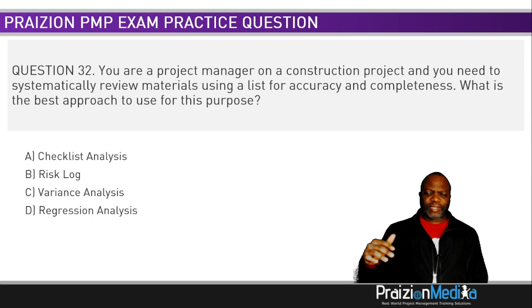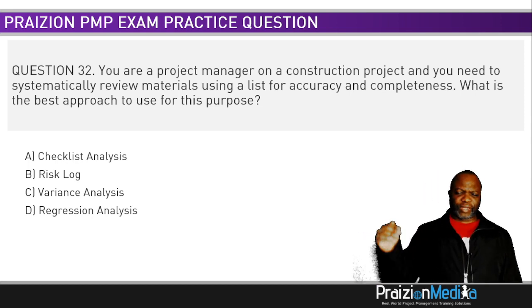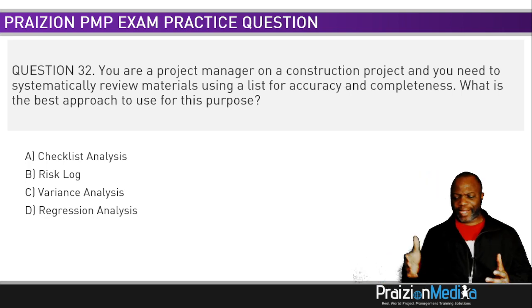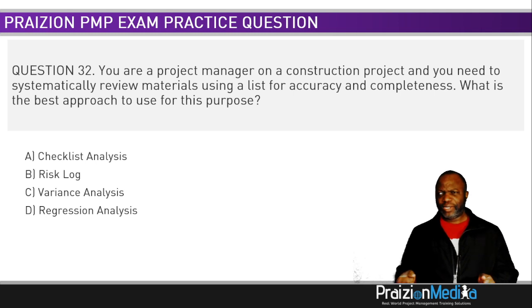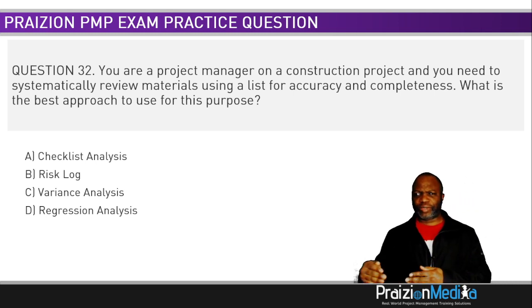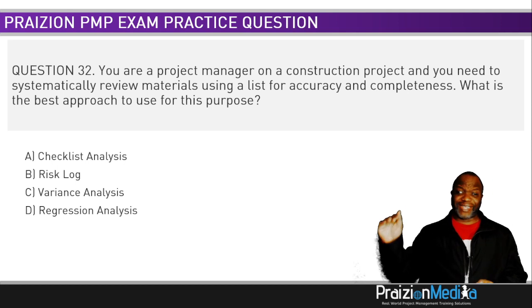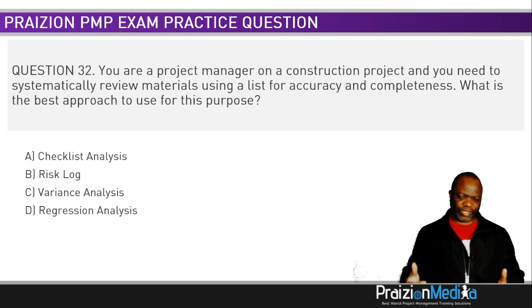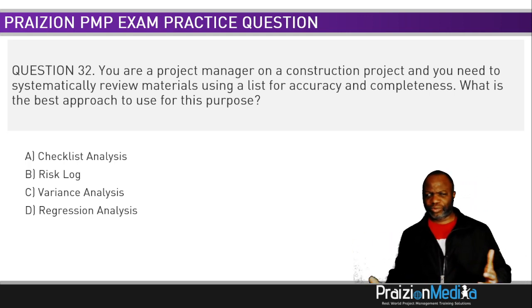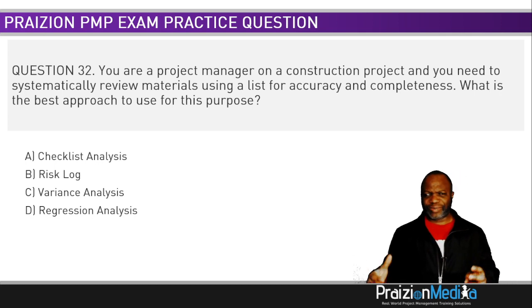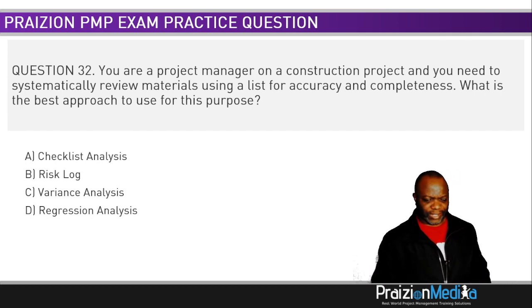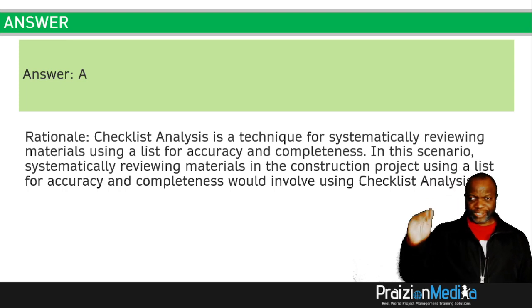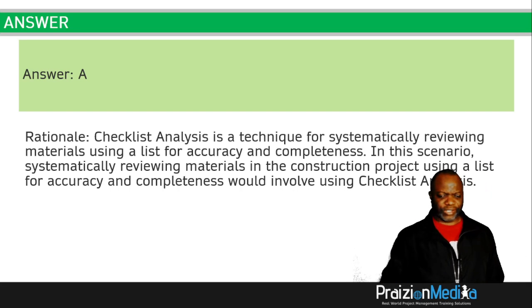So a risk log is really the same as a risk register. It's a log of uncertainty. So that would not be the best option. Variance analysis looks at actual results versus planned results. This would not be the best thing to use because we're talking specifically about materials and using a list. Variance analysis does not include a list. Regression analysis is really looking at your results and asking the question, how did we get to these results, good or bad? So again, this does not use a list. And that is why the best answer to this is checklist analysis, which does use a list, going through the list and ensuring accuracy and completeness.